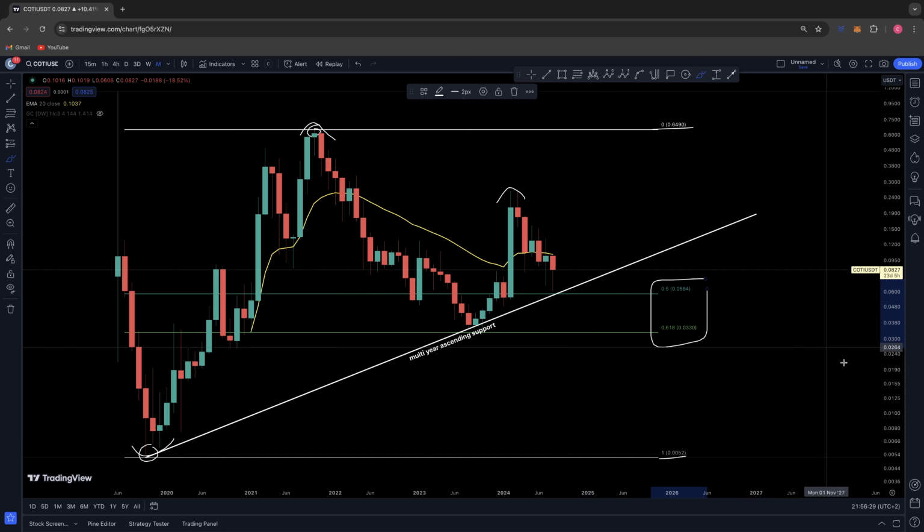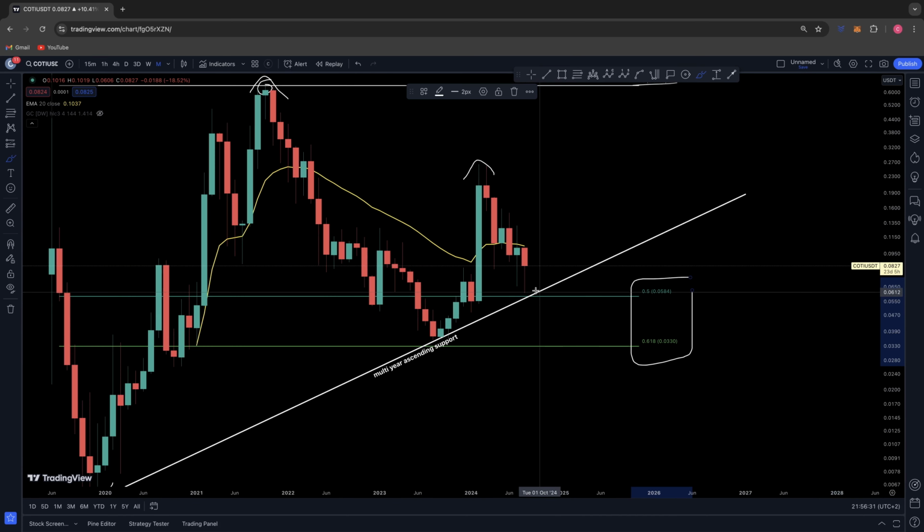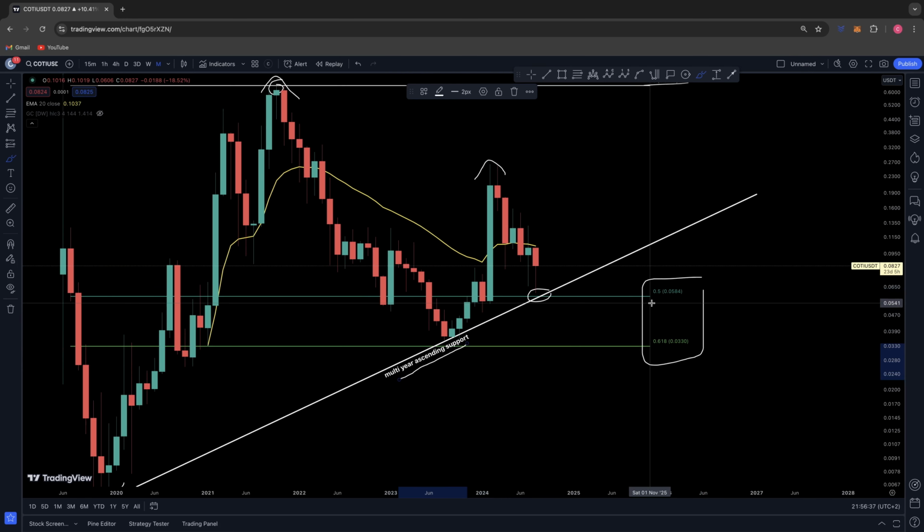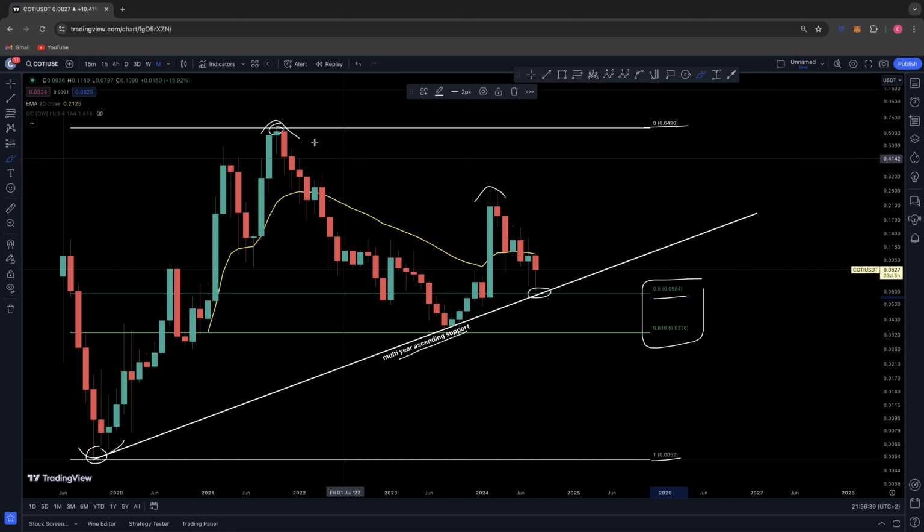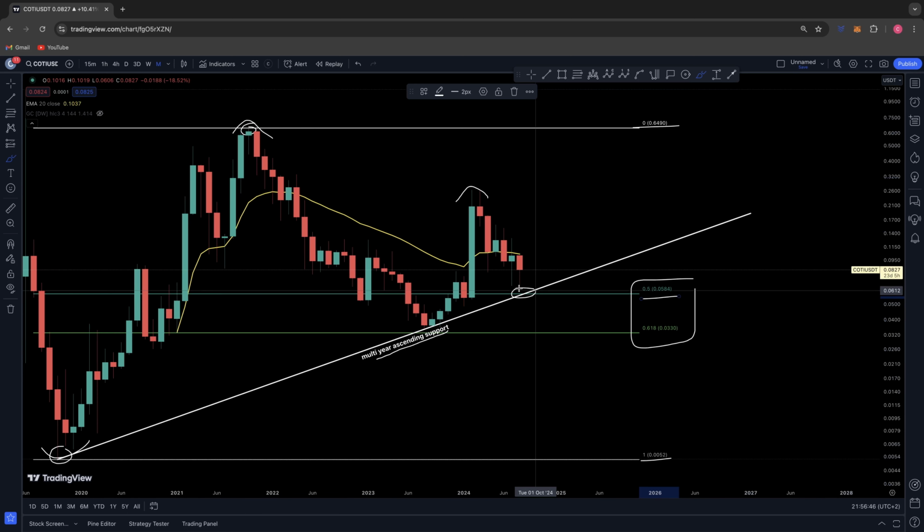So right now you can see that if I zoom in just a little bit here, we're very shy of this crossroads between this ascending support that we've been holding since 2019 and also the 0.5 fib from all-time high retracing to all-time low. So we are hovering around support. I think we are looking to touch base here and build some sort of foundation over the next couple of months and then look for the break again.